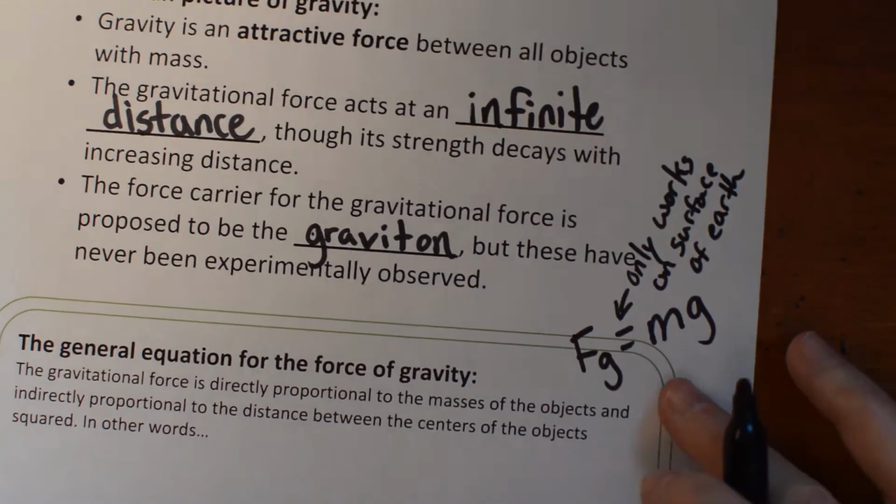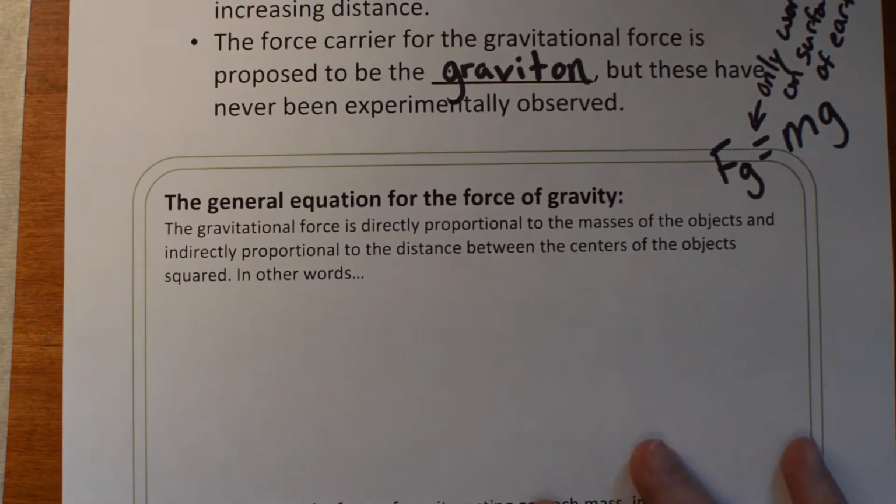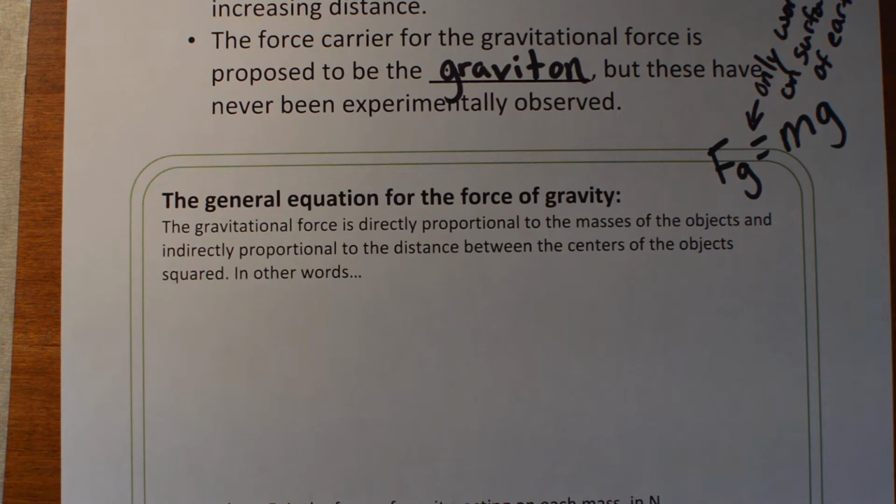So it's a really simplified picture of gravity. But gravity is acting between any objects with mass, right? There's gravity between the moon and the Earth, or between the sun and the Earth. We could be talking about distances that are much bigger than just us on the surface of the Earth to the center of the Earth.